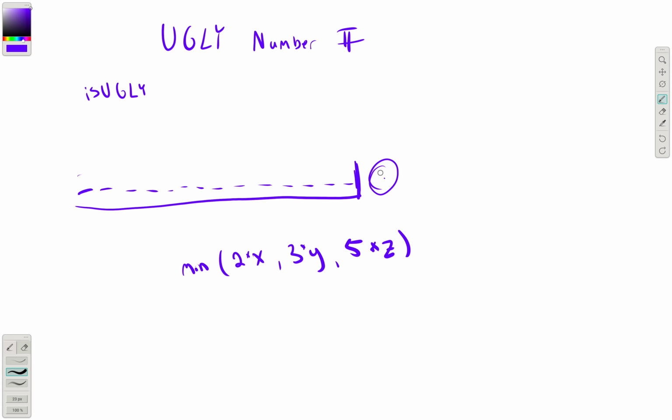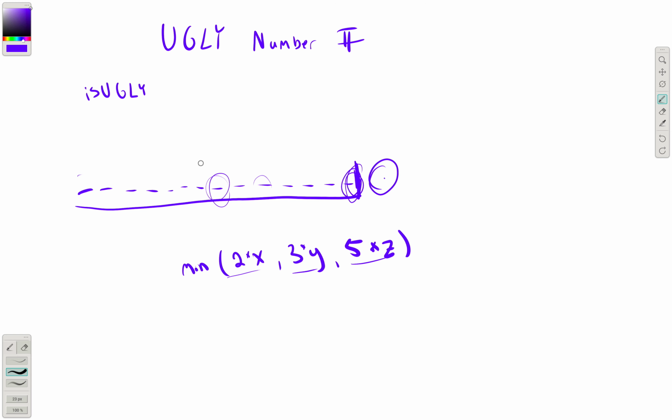And obviously it needs to be greater than the previous one. So it needs to be greater than this one, than the previous one. Okay, and then what is the minimum between these three? So using a previous value, one that you know is already ugly, multiplying this one by 2 is still going to be ugly. Multiplying by 3 is still going to be ugly. Multiplying it by 5 is still going to be ugly. Okay, so that's how you know the number is still going to be ugly.